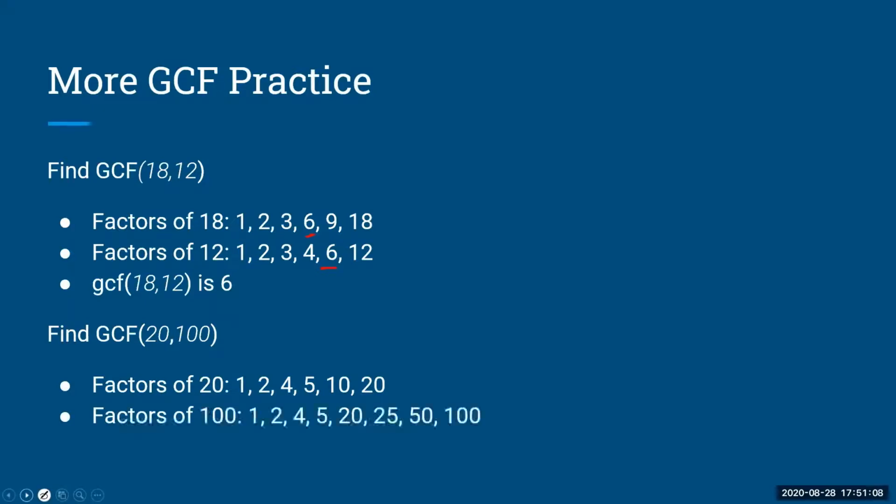Factors of 100 are 1, 2, 4, 5, 20, 25, 50, and 100. And you can check: 50 times 20 is 100, 25 times 4 is 100, 20 times 5 is 100. And so they share 2 in common, they share 4 in common, they share 5 in common, and they share 20 in common. And 20 is the biggest. So the greatest common factor between 20 and 100 is 20.